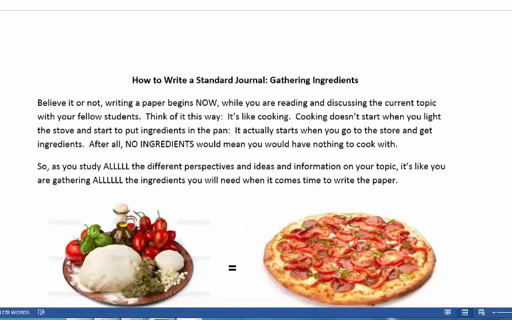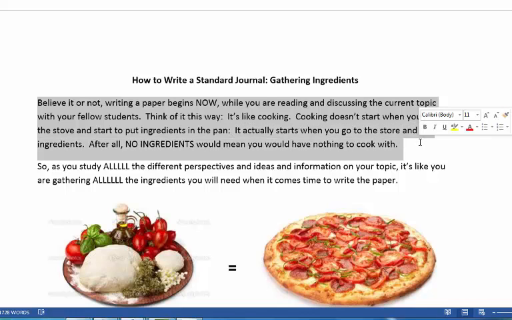Well, let's first talk about why to do journals in the first place. Think about it this way. Believe it or not, writing your paper begins right now, while you are reading and discussing the current topic with your fellow students. Think of it this way. It's like cooking. Cooking doesn't start when you light the stove and put the ingredients in the pan. It actually starts when you go to the store and get the ingredients. After all, no ingredients would mean you have nothing to cook with.